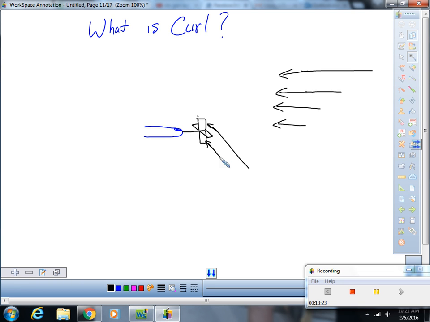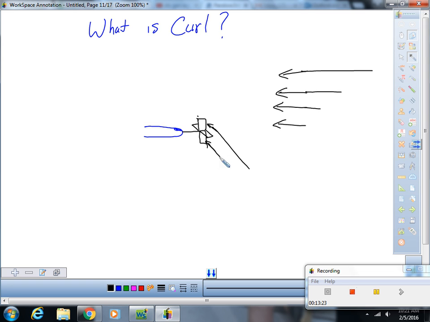It would curl. Now eventually we're going to learn the right-hand rule, which is kind of like cross products. So if you take your fingers and you curl them, your thumb will point to the positive direction of curl. Okay? Got it? Okay, so that's the best way I can introduce you to curl, but we'll get way more involved with it.